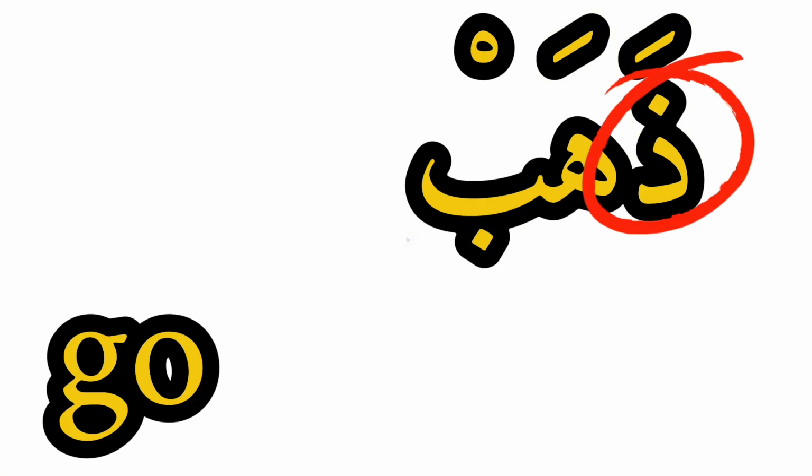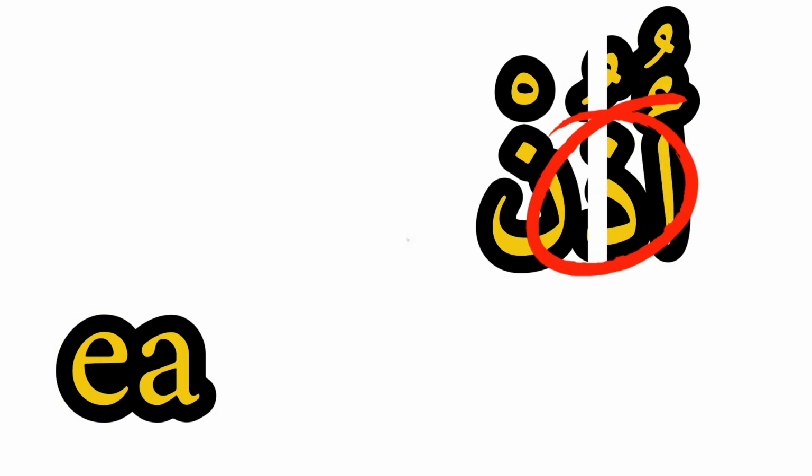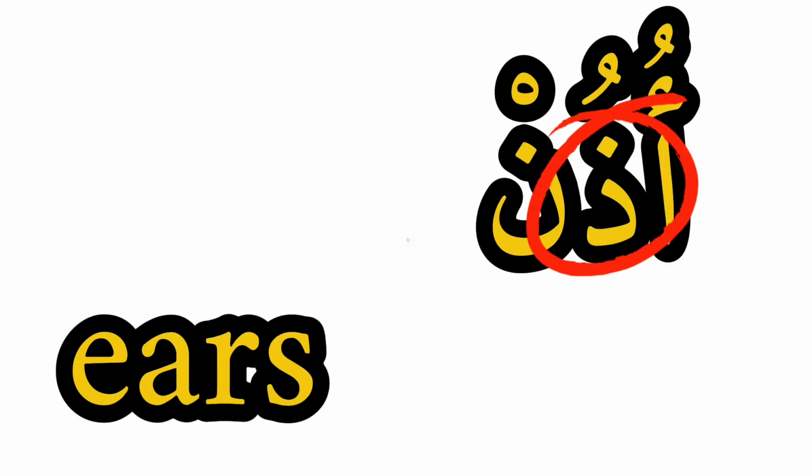Like we can see in the word Zahab, and Zahab means gold. It comes at the beginning, so it will be in the original shape. And in the word Uzun, it comes like this because Zal comes after one of the 6 letters which can't connect on the left side with other letters.